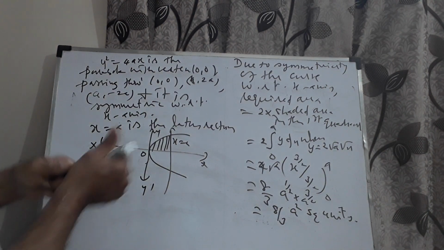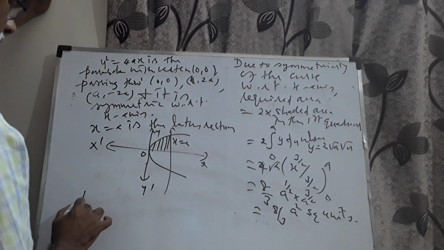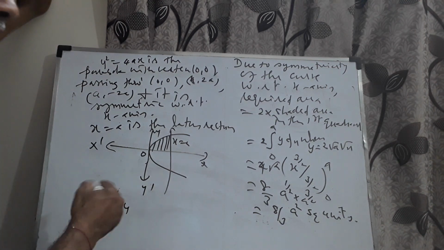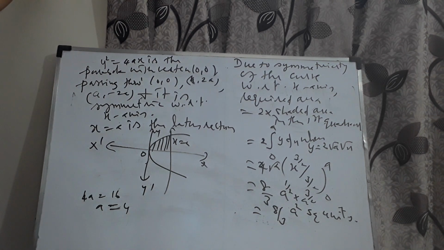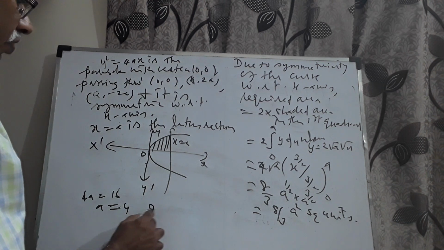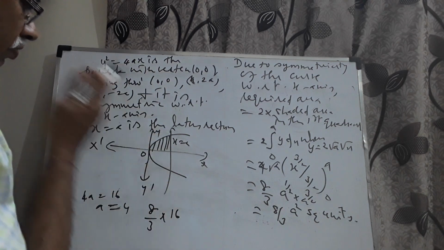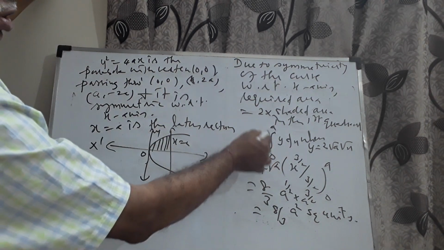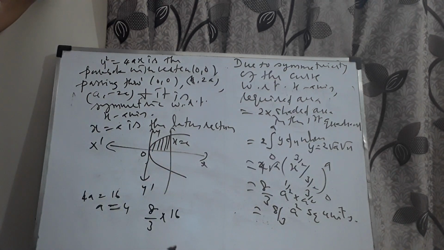For example, if it is, let us say, y square equal to 16x, I mean to say 4a is 16, my a is 4. I am talking about a particular case again. It can also be given anyway. So my answer will be 8 by 3 into 16. You will get it automatically. You can proceed here from 0 to 4 in the same manner.